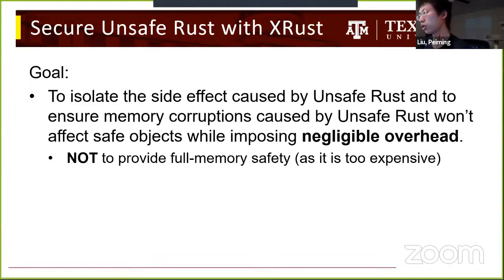So here we want to introduce our solution. We call it XRust, which tries to mitigate the security threat brought by unsafe Rust. The goal of our method is to isolate the side effect caused by unsafe Rust. It is achieved by ensuring that memory corruptions introduced by unsafe Rust won't escape the memory region that is allowed to be accessed by unsafe Rust, so that most of the objects in the Rust program, as we saw in the empirical study, cannot be damaged by the use of unsafe Rust.